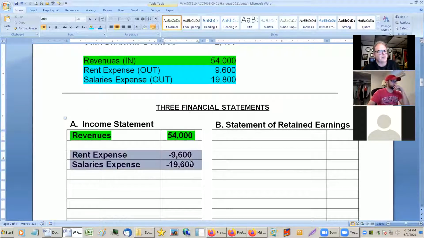Okay, so these are going out. So what is left over, we call that our net income. So we'll take 54,000. This is time for Mr. Calculator. The salary expense out is 19,800. Oh, thank you. Yes, yes, yes.